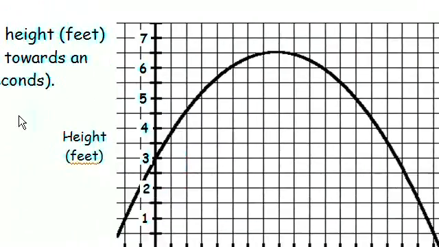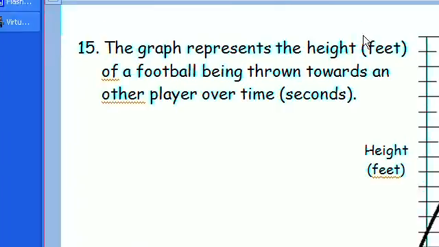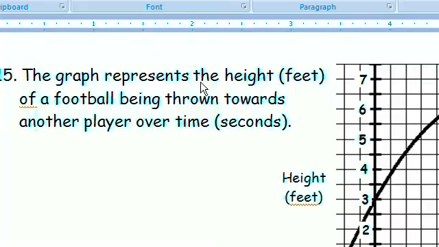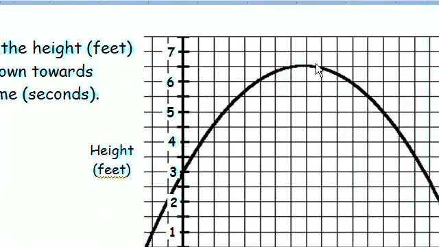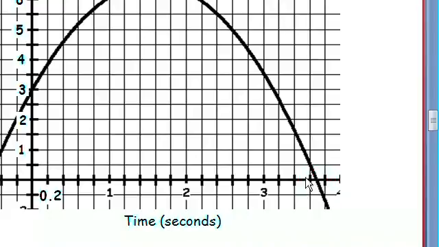Number 15, the graph. The graph represents the height in feet of a football being thrown towards another player over time. So it looks like our ball was launched at an initial height of 3 feet. So this is like a little pee-wee league. So these tiny tykes are throwing the ball. So it looks like this kid raised the ball above his shoulder, which is about 3 feet off the ground. He threw the ball. It sails through the air. It reaches a maximum height right here at this amount of time. And then it comes down, and it looks like it was an incomplete pass because it hit the ground at 0.